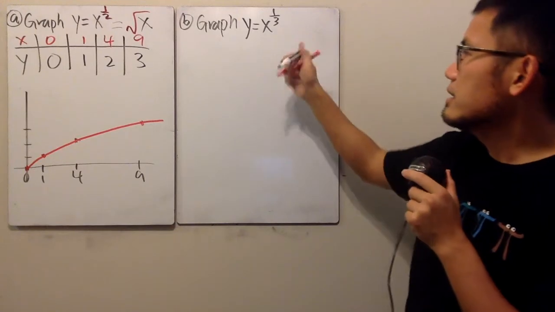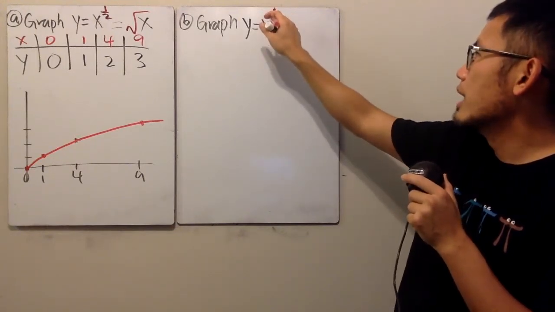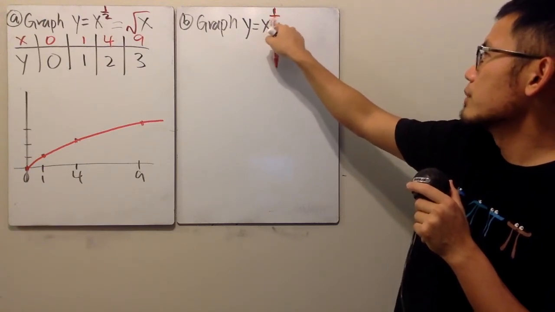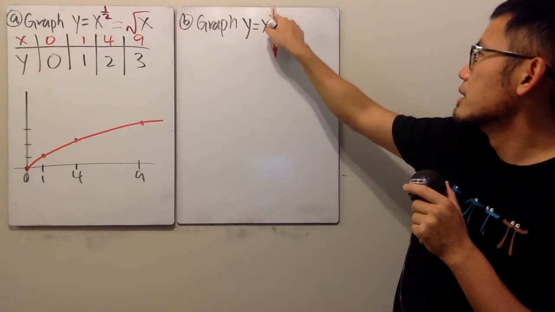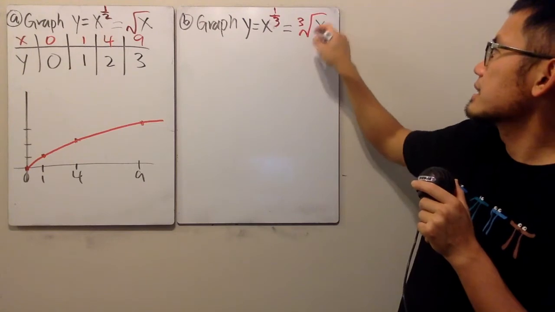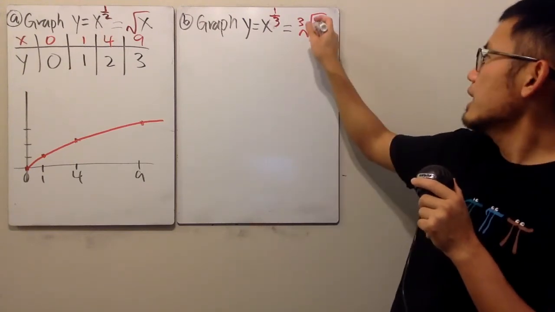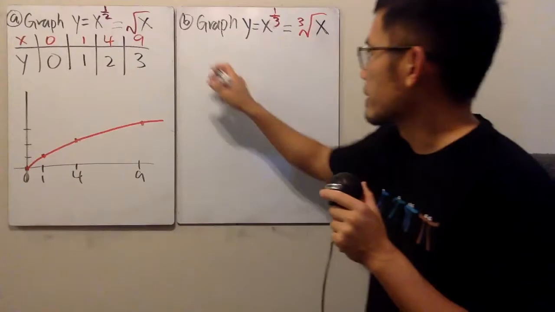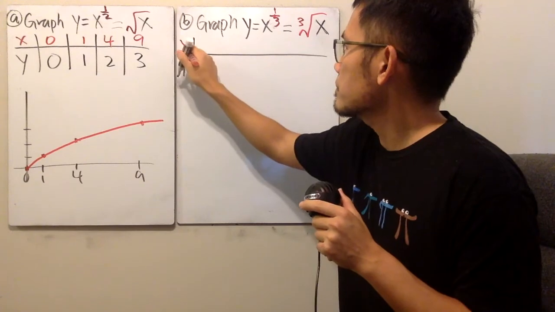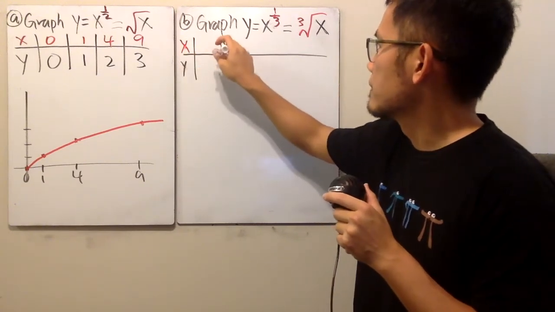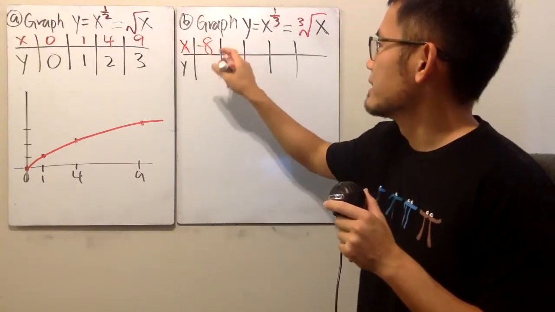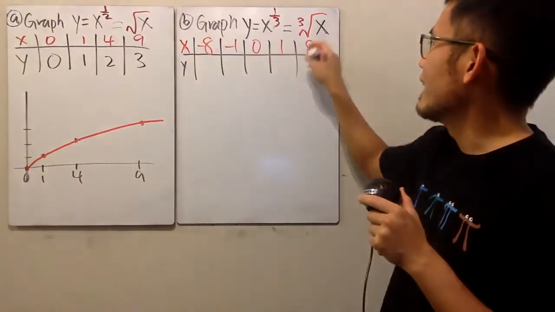Now, for the second one, this is x to the 1/3 power. And this turns out to be a cube root situation, right? So let me actually write this down better for you guys. 1/3 means that we have the cube root of x. Well, again, we are going to follow the table. So right here, I'll give you guys the x values that we are going to use, and then the y values. We are going to start with -8, and then -1, 0, 1, and 8.